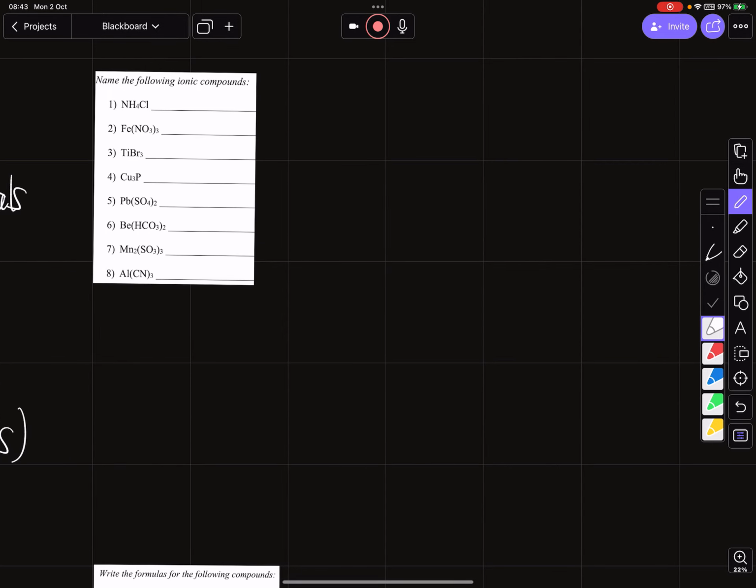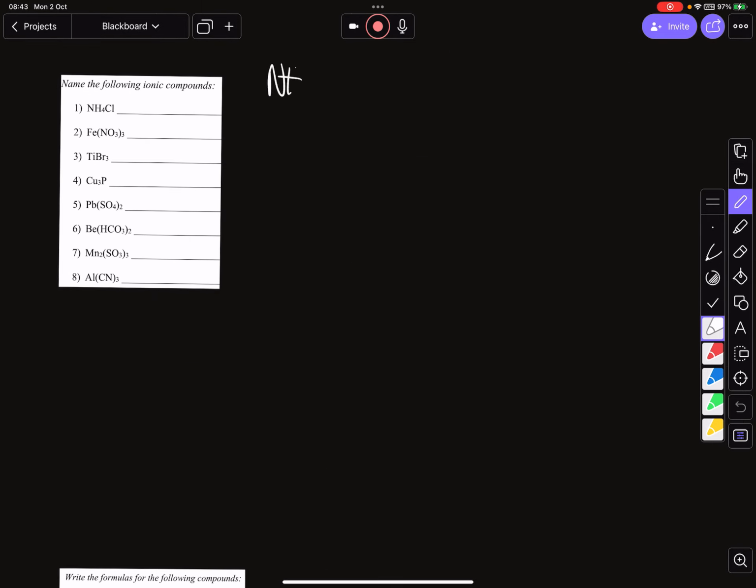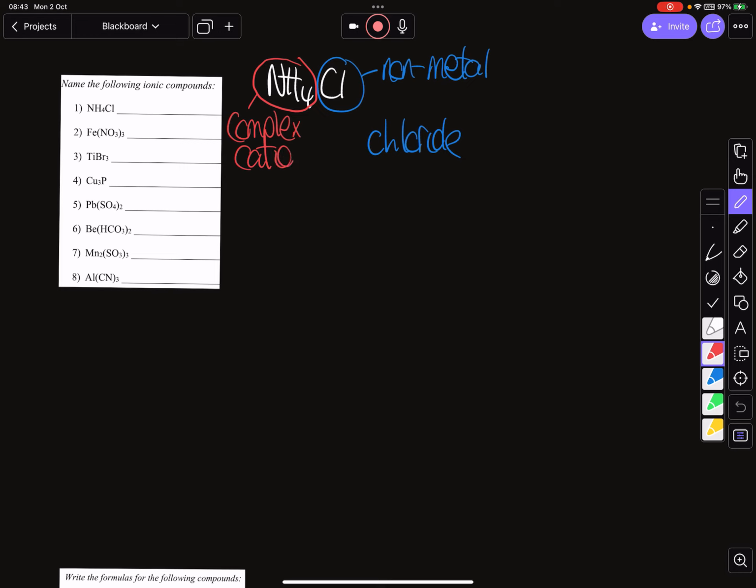So we know what our rules are. We're now going to have a look over here. So we have NH4Cl. In terms of our rules, this here is a non-metal, just one of them, and it's chlorine, so chlorine will become chloride. And this here, it's two non-metals. It is a complex cation. Again, this is one you just have to learn and know. So when we put those together, it's going to be ammonium chloride is the name of this particular formula.